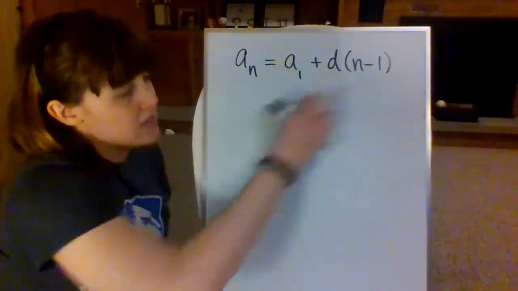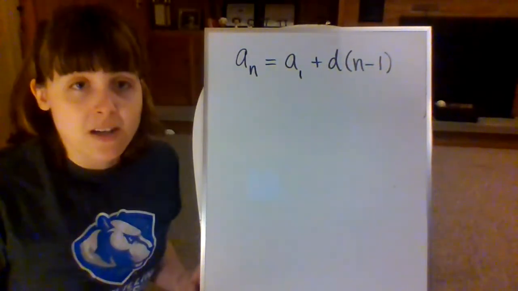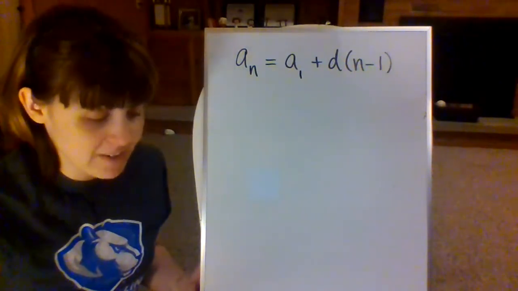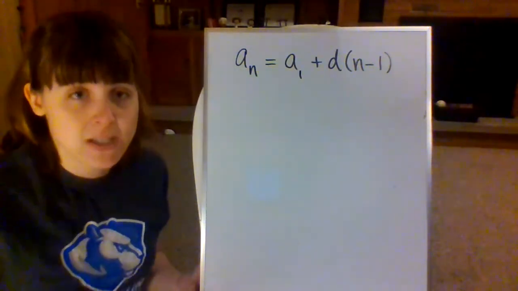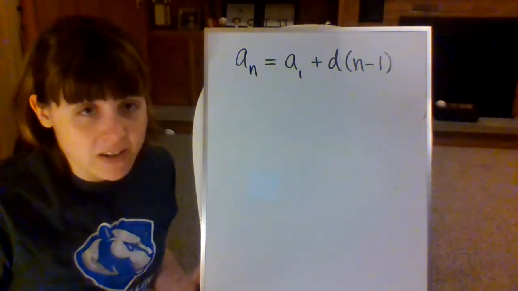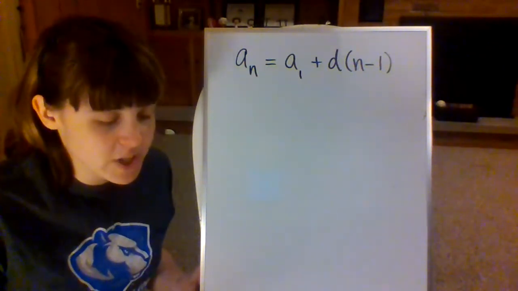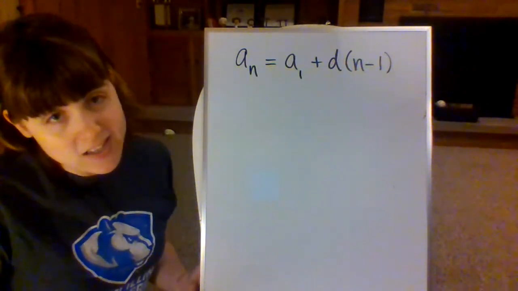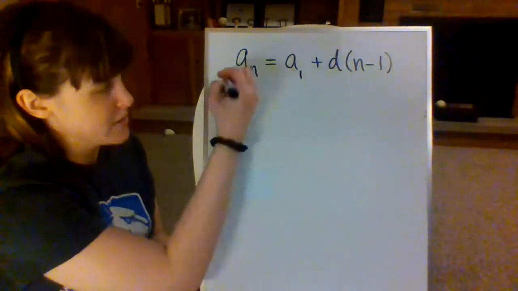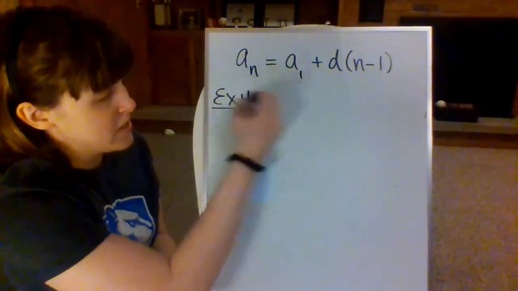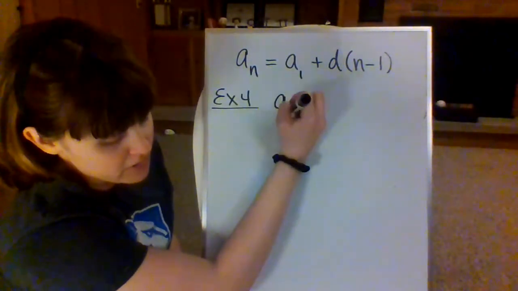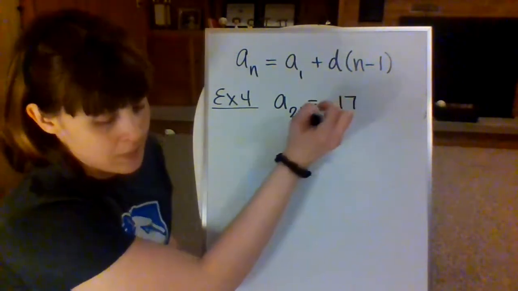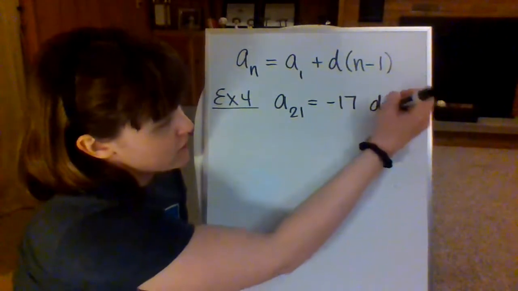This last problem is a bit of a weird one because they're going to give us the 21st term. That seems pretty random, but they're going to give us the 21st term, and then we have to find the first term. So I'm going to show you how to do that. Example 4 said that the 21st term was negative 17, and the common difference was negative 3.